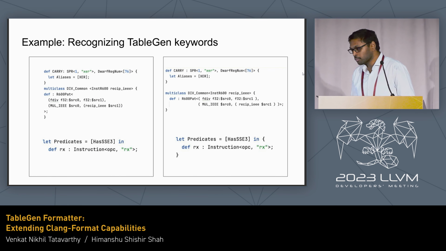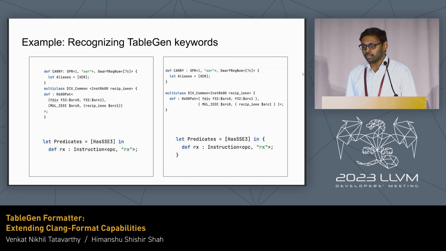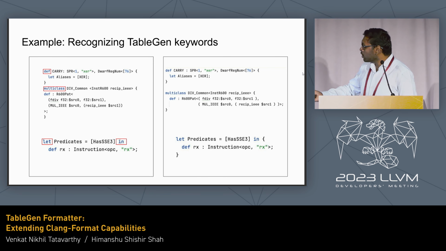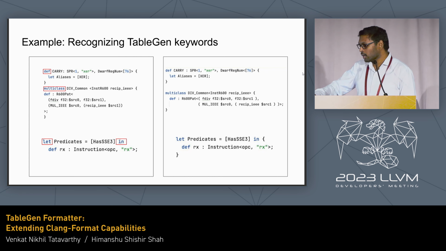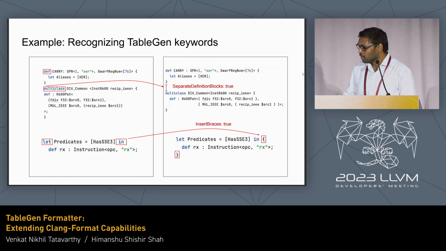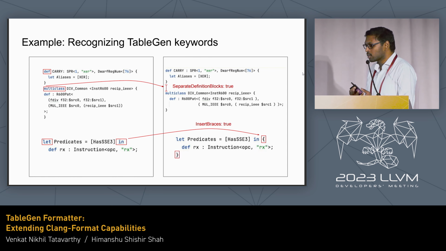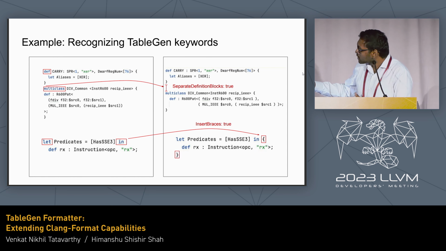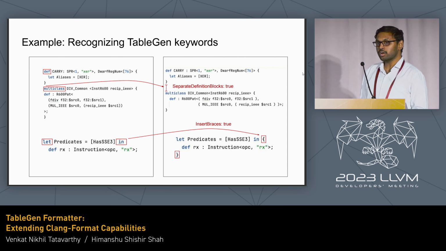So here are some examples of the TableGen formatter. The first step in the formatter is to recognize the TableGen keywords, which are def and multiclass. So on the right, you can see that a new line was added here, as the formatter recognized the def and multiclass as two separate definition blocks. And similarly, the insert braces, where the optional braces were added only after recognizing the in keyword.